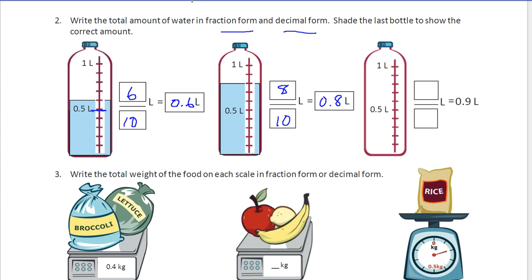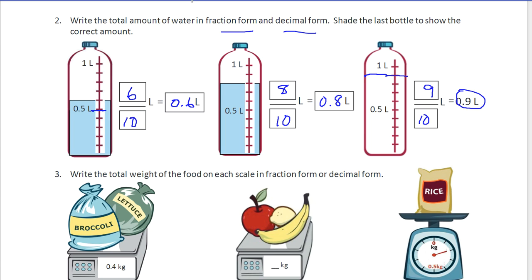The last one wants us to shade. So this time we have to shade. Well, we have to look at this. Well, what's this? That's 9/10. Oh, look at 9/10. Then we got to shade. 1, 2, 3, 4. Well, 5 is right here. 6, 7, 8, 9/10 would be right here.